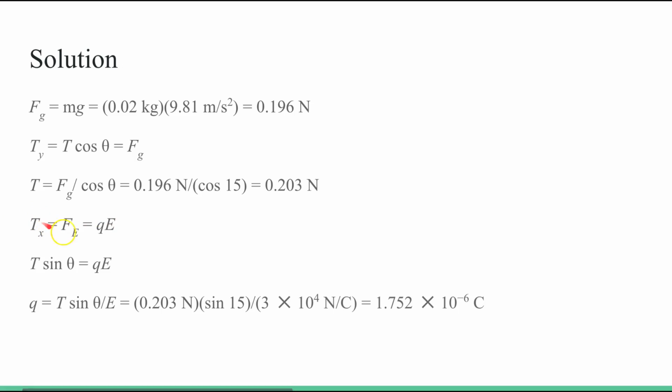So Tx equals Fe, which equals Qe. So as I said, Tx is basically T sine theta equals Qe. Then you could divide by E to solve for Q. Substitute in the values: 0.203 newtons, the tension force we found over here, times the sine of 15, divided by 3 times 10 to the 4th newtons per coulomb. And you get this value, 1.752 times 10 to the negative 6 coulombs, or 1.752 microcoulombs.